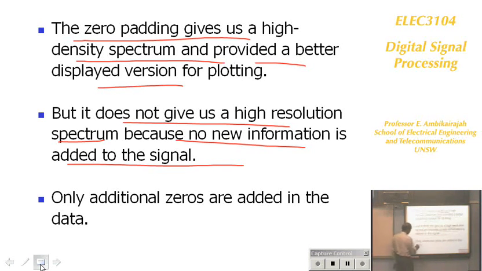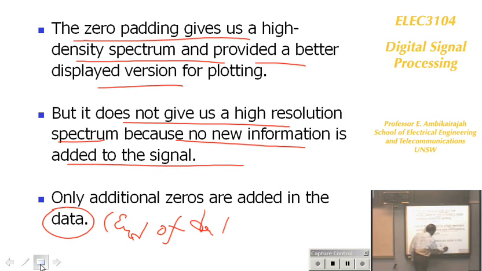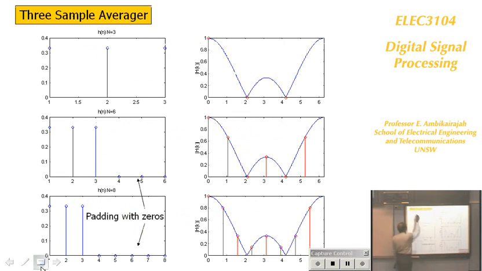Additional zeros are added in the data only at the end of the data, or at the start of the data, it's okay. So let's take an example. Here is my 3-sample average. Here my samples are 1, 2, 3.